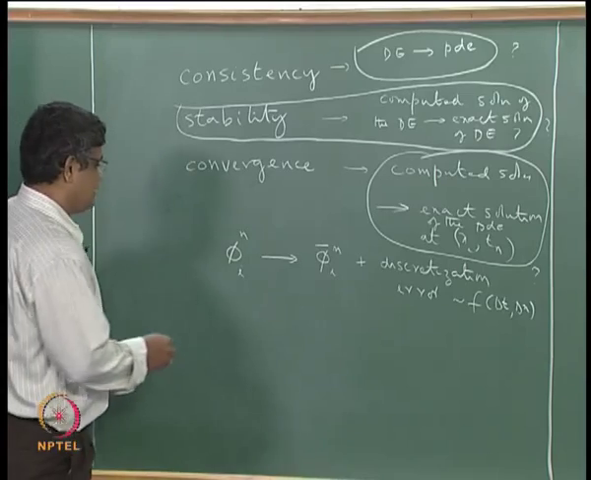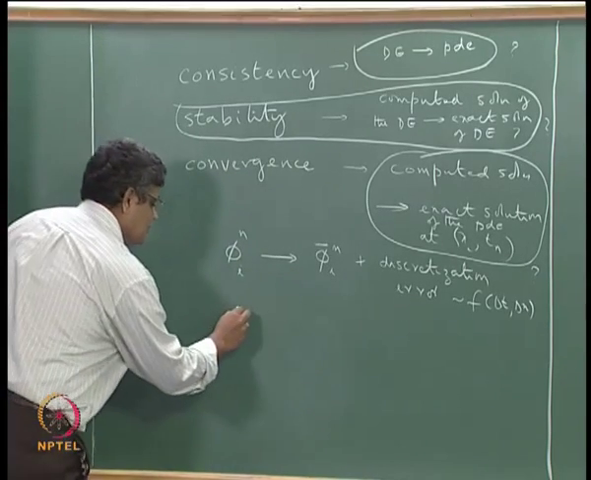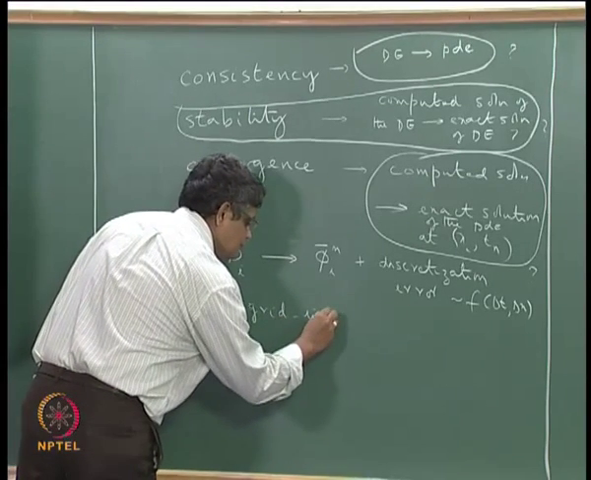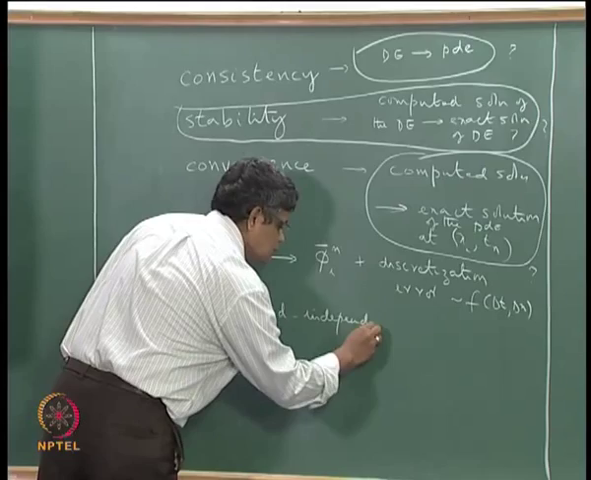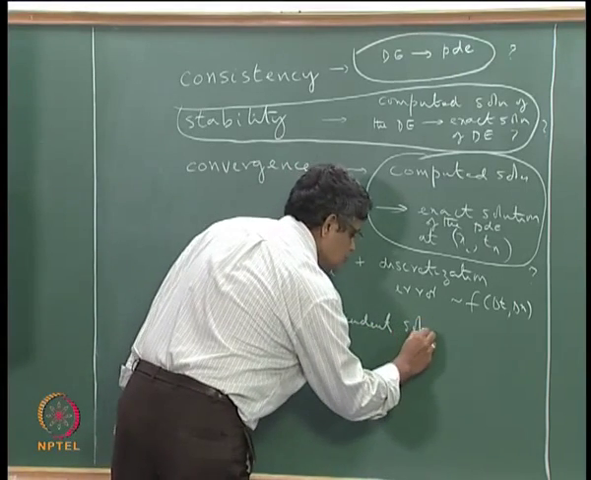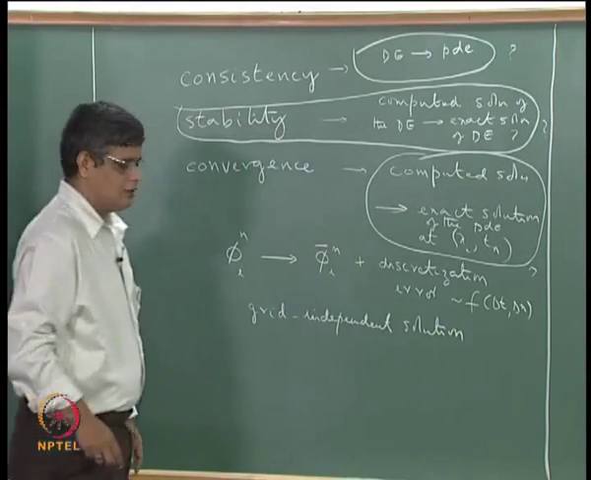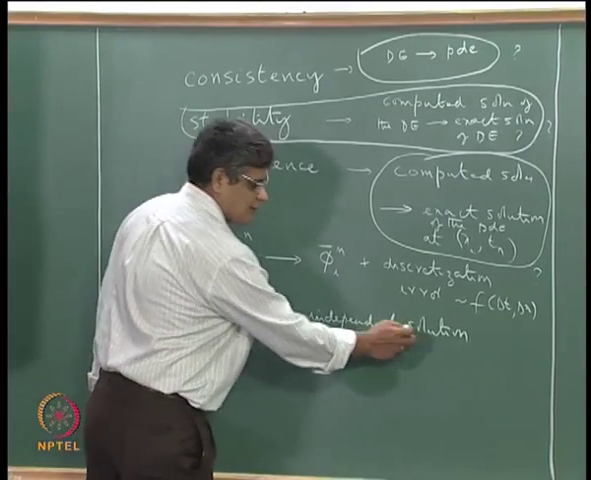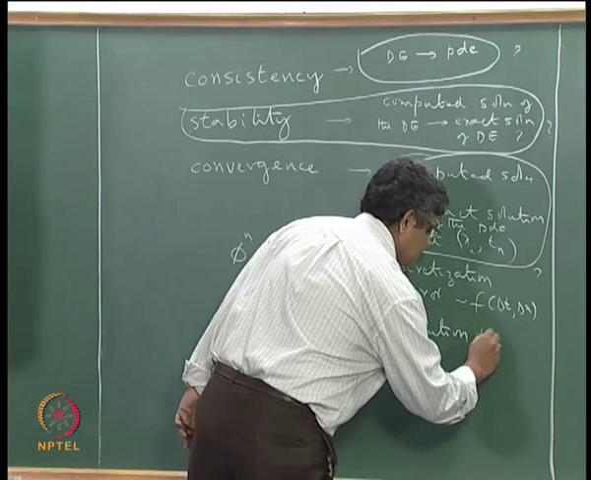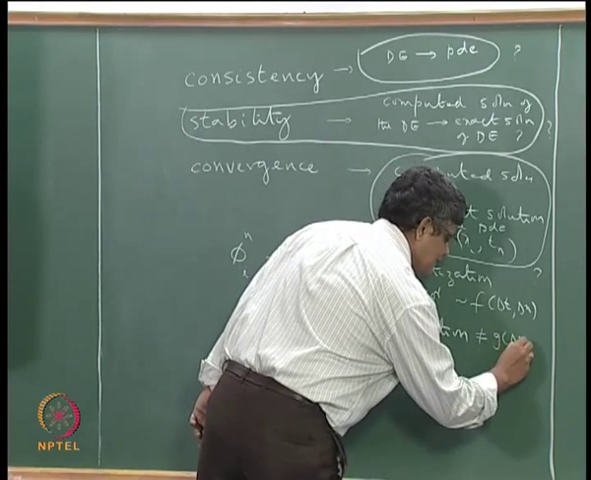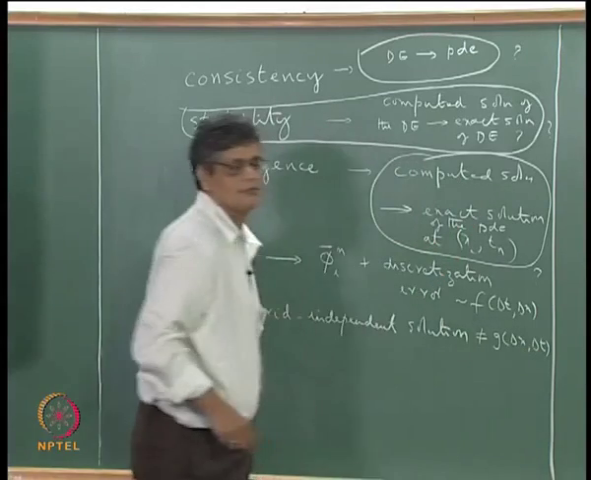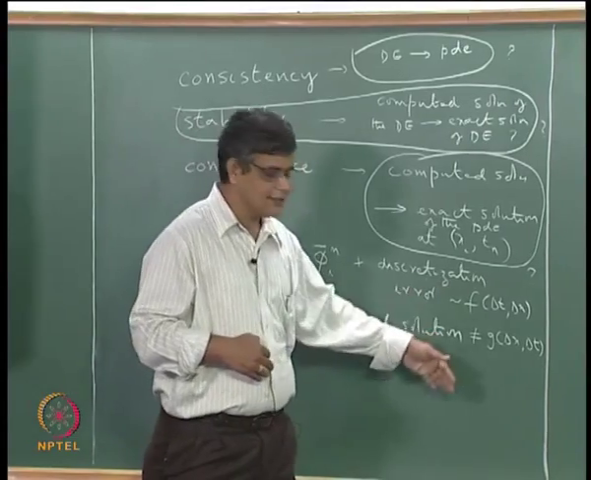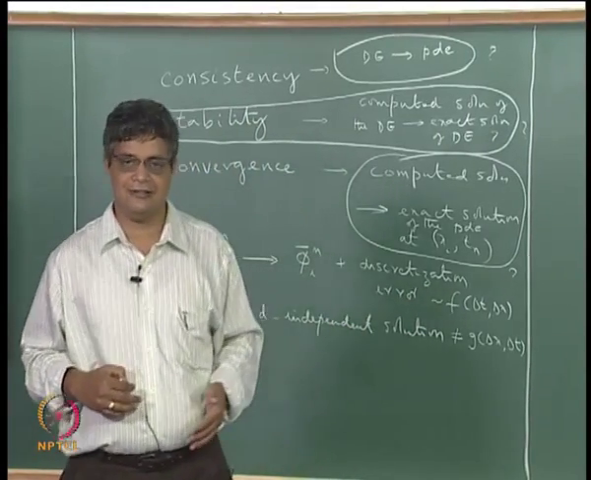Okay. So, under this condition, we can say that we have a grid independent solution. Now, what do we mean by grid independent solution? A solution which does not depend on either delta x or delta t. Okay. So, it is one which does not vary with successive reduction of delta x and delta t.